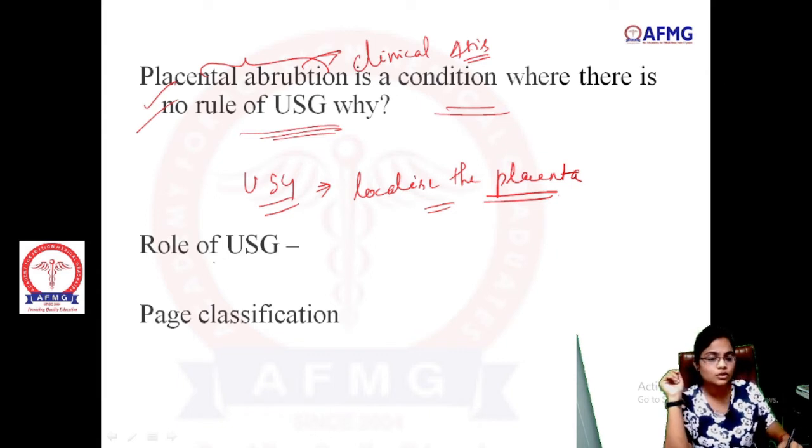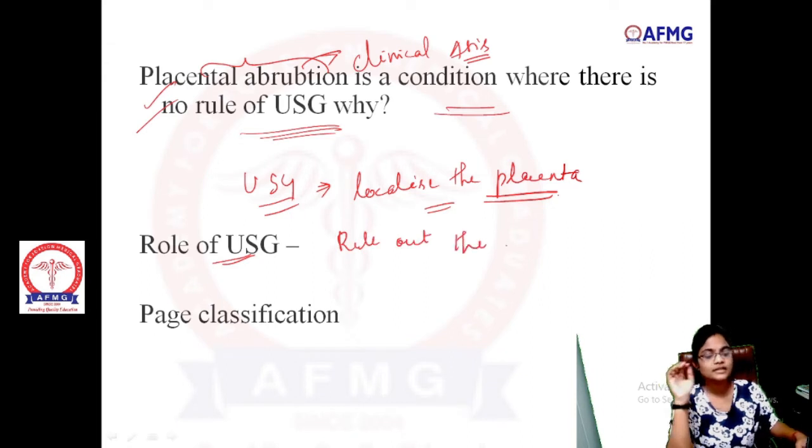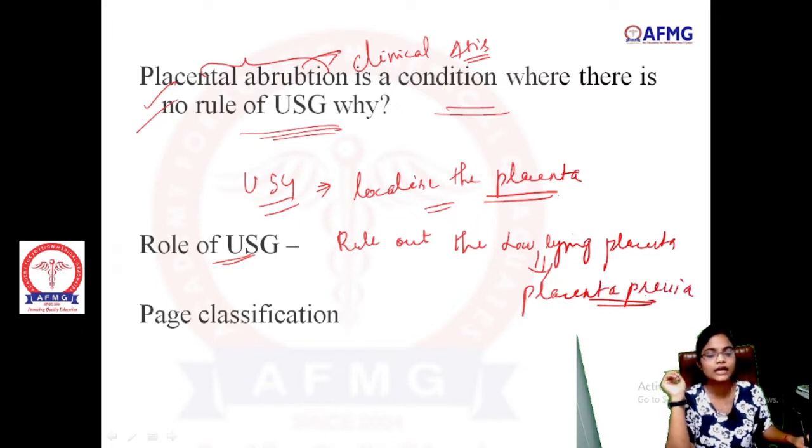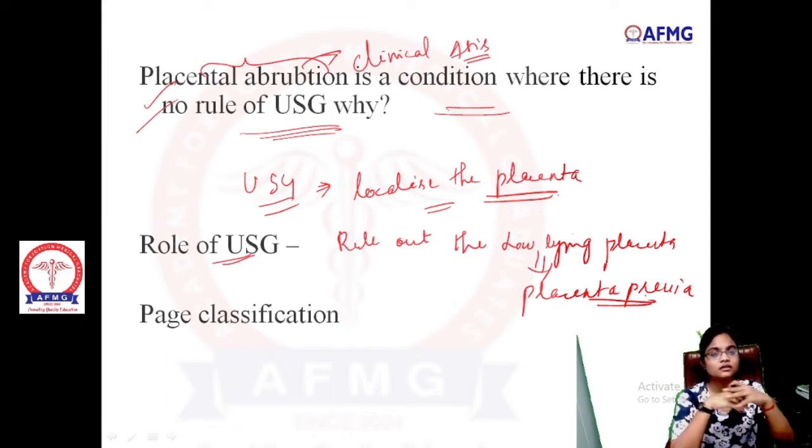When can you use USG? You use it to rule out the localization of the placenta, especially the low-lying placenta, which leads to placenta previa. Sometimes you can rule out placenta previa by USG, but you cannot use ultrasound for diagnosing placental abruption if you are not going to see clinically.